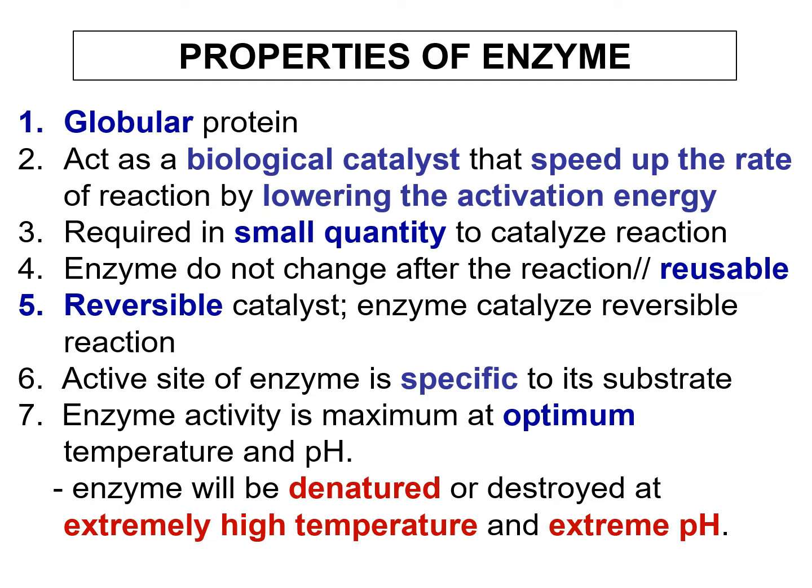Enzyme activity is maximum at optimum temperature and pH. So we know that these two parameters or two factors will affect the enzyme activity. So an optimum temperature and pH means enzyme can be denatured or destroyed at extremely high temperature and extreme pH.